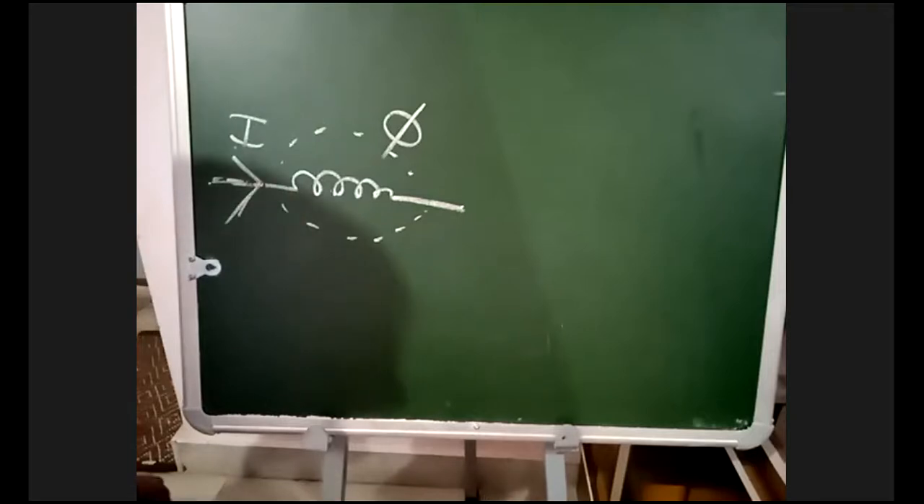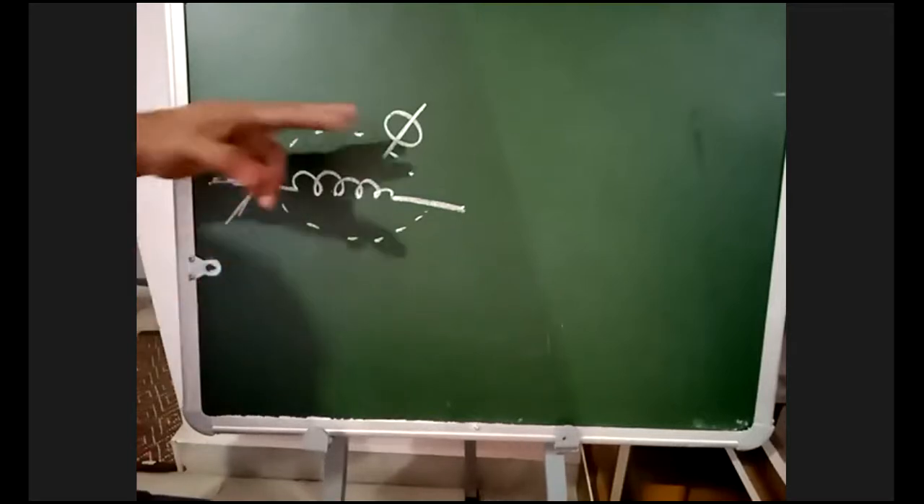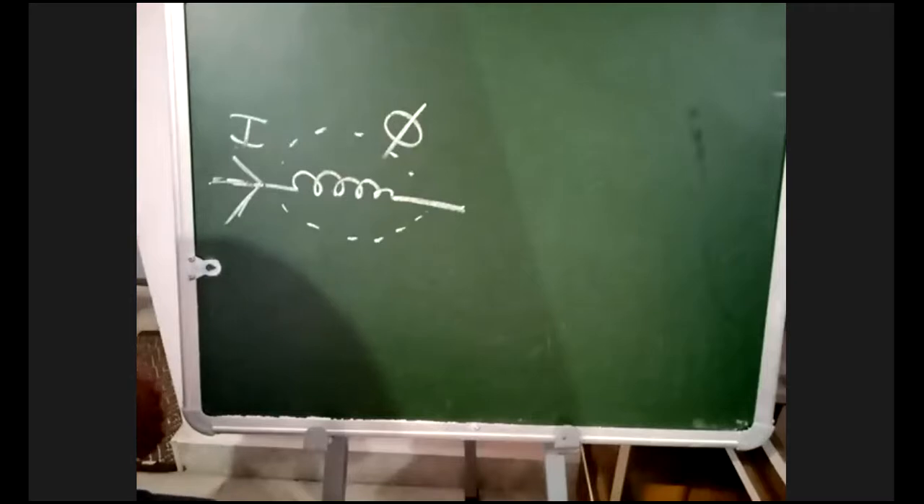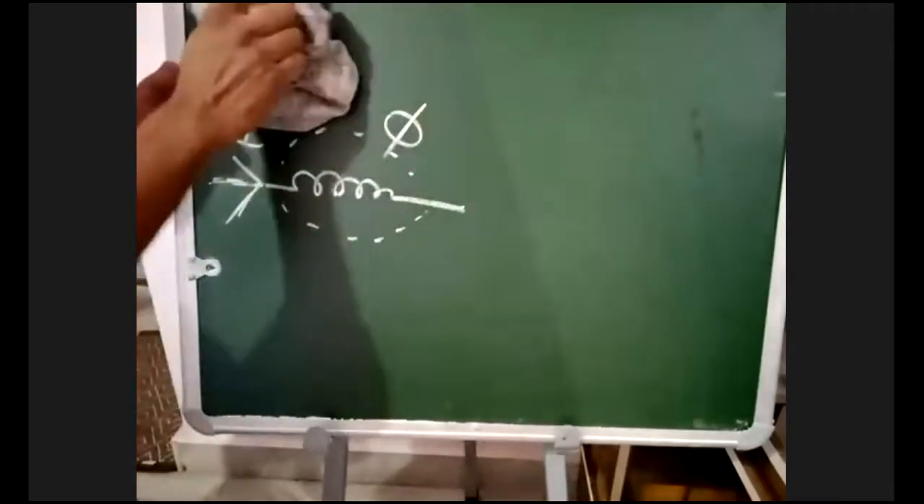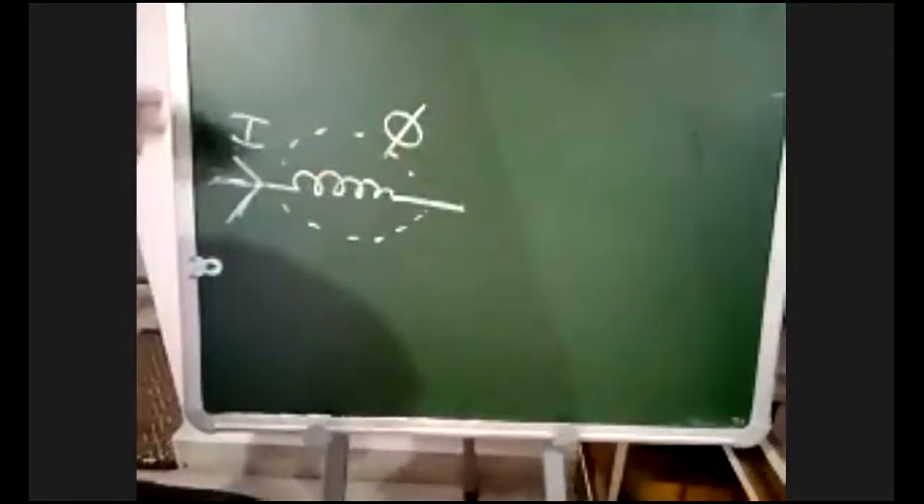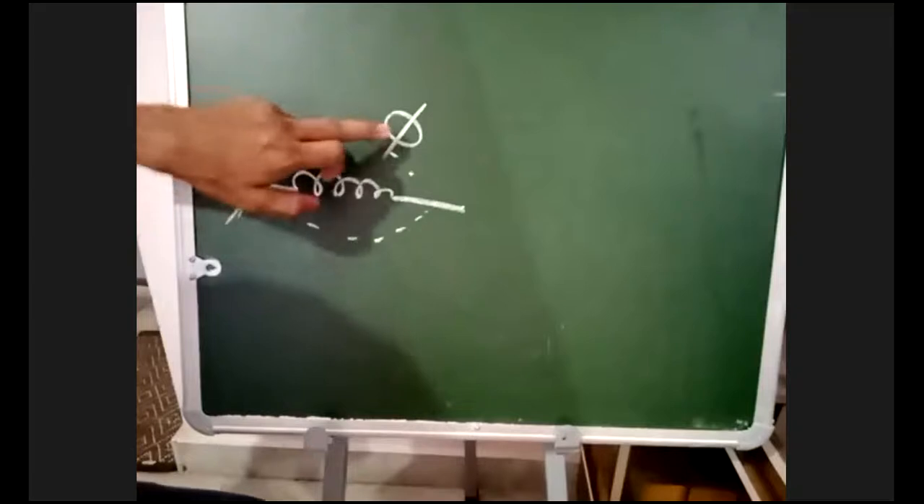Now I will go for the reverse. From the magnetic flux, I will generate the current. How to generate the current from the magnetic flux? See here. Now we'll go to the reverse condition. First from electric we got magnetic. Now from magnetic I will get electric.